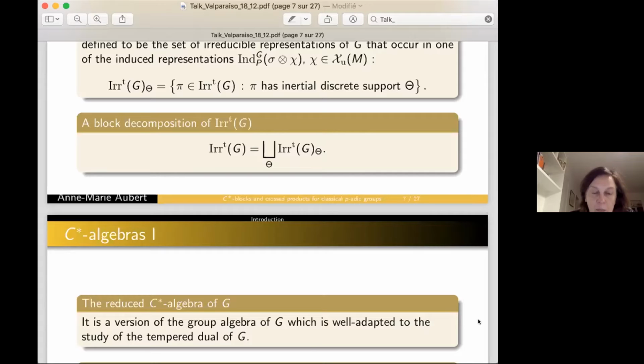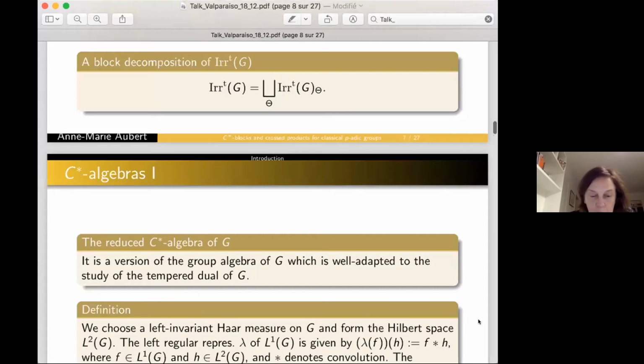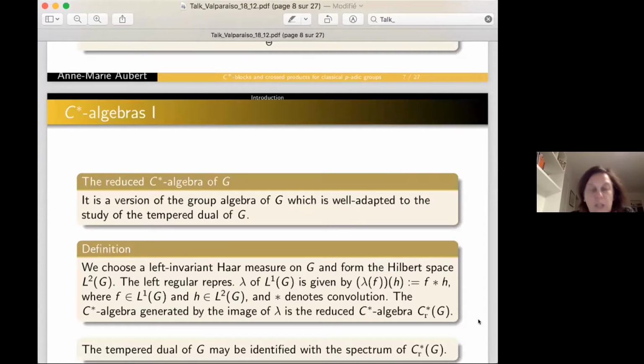So this algebra will play the analogous role of a group algebra in the smooth dual. To briefly recall its definition, we fix a left invariant Haar measure on the group, and we consider the Hilbert space L2 of G. Then we have a left regular representation lambda on L1 of G. We can consider the C-star algebra which is generated by the image of lambda, and this is called the reduced C-star algebra of G. One of the interests of this C-star algebra is that its spectrum may be identified with the tempered dual of G.